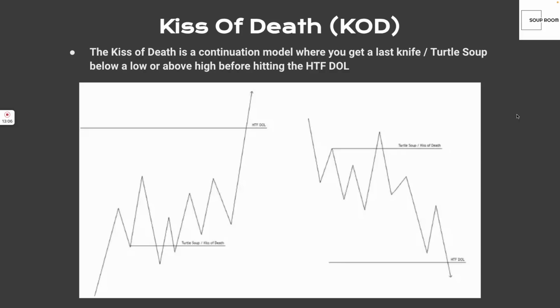The kiss of death model, KOD. The kiss of death is a continuation model where you get a last knife or turtle soup below or above a high before hitting the higher time frame draw on liquidity.